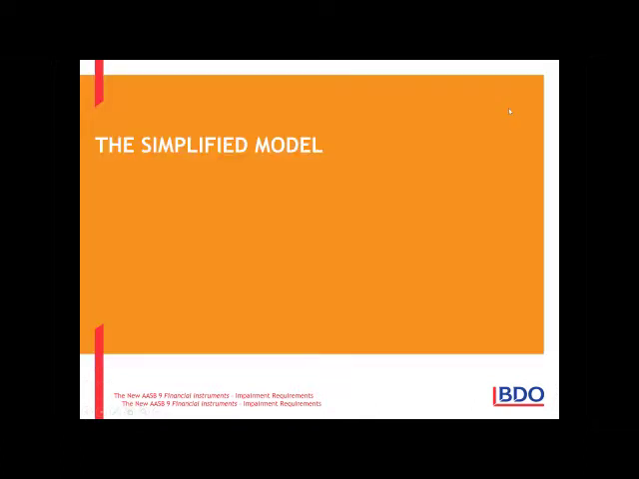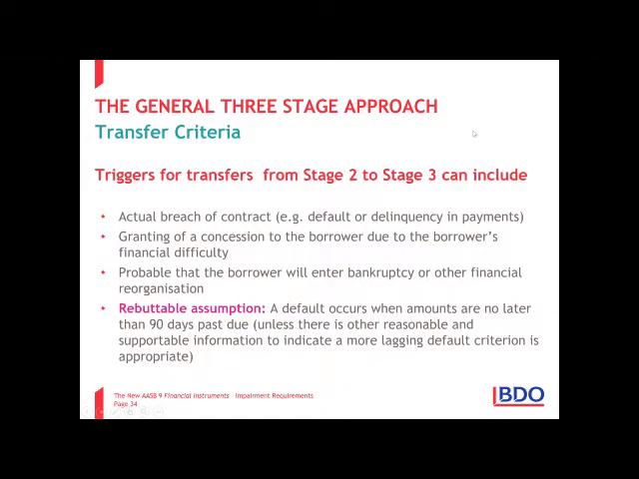Again, the rebuttable assumption is that a default occurs when amounts are 90 days past due or more. Therefore, more than 30 days past due, we move to stage 2. More than 90 days past due, we move to stage 3, as a backstop requirement.